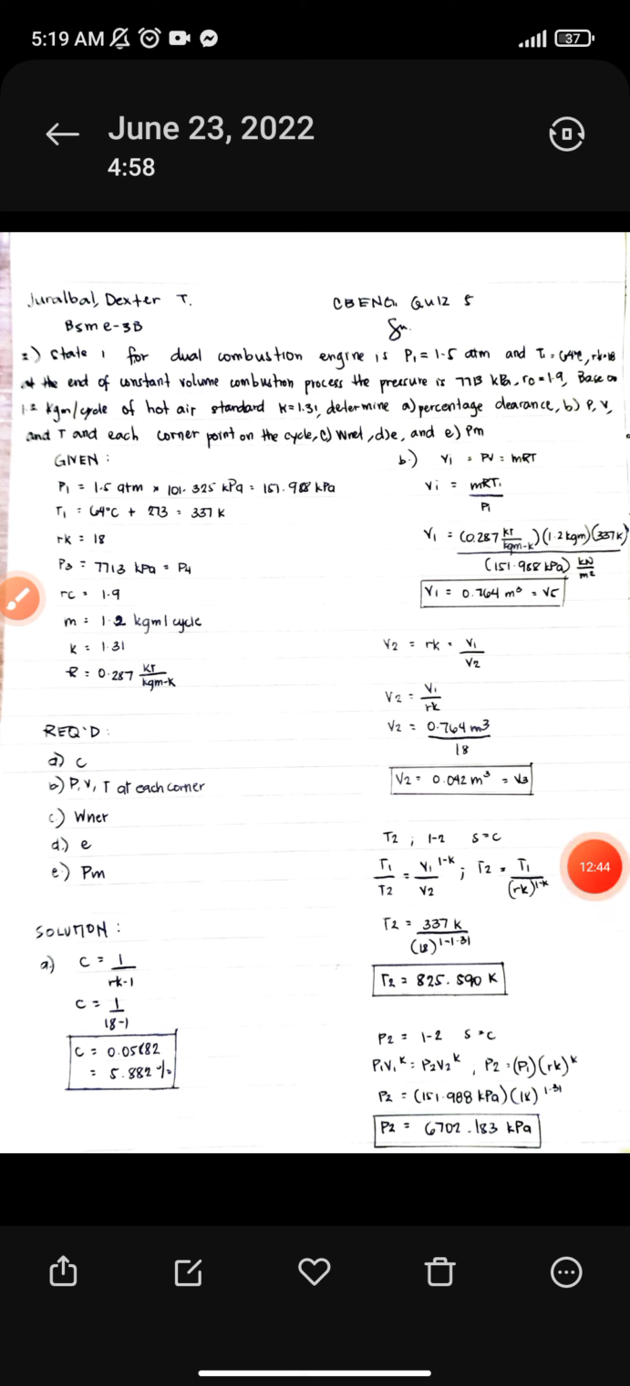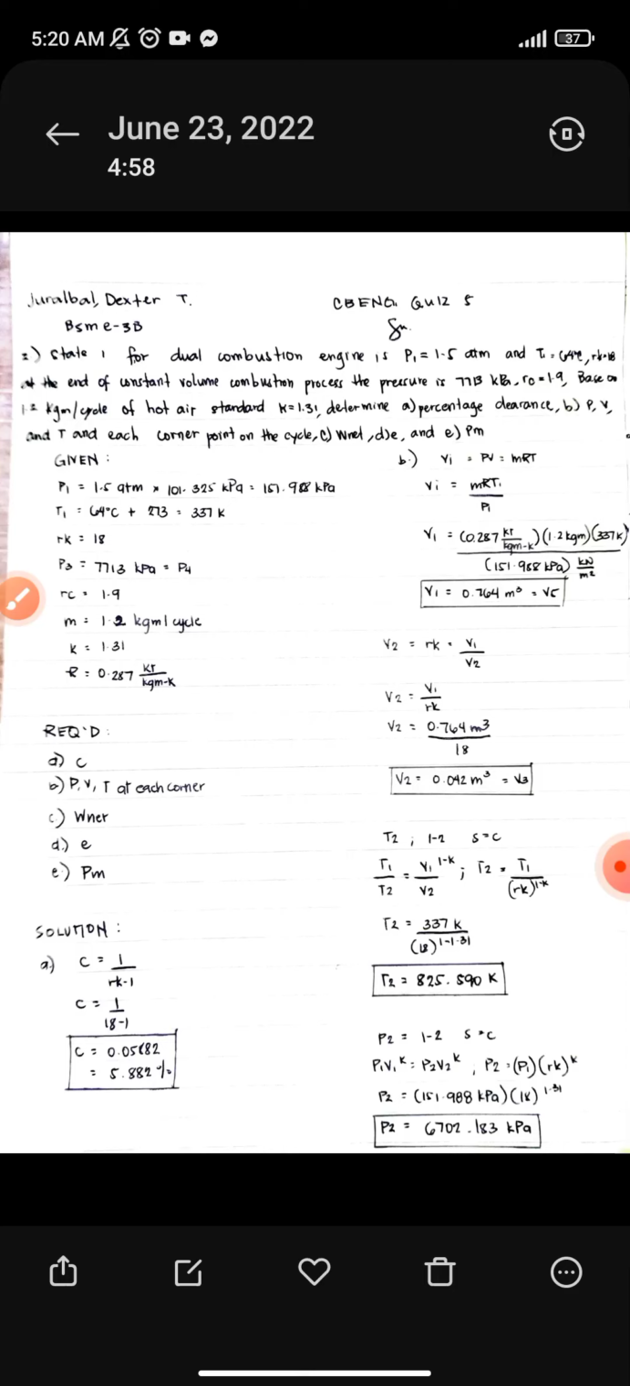So, for the number 2, problem number 2. State 1 for dual combustion cycle is P1 equals 1.5 atm and T1 is equals to 64 degrees Celsius. RK equals 1.8. At the end of constant volume combustion process, the pressure is 7713 kPa. RC equals to 1.9 based on 1.2 kg mass per cycle of hot air standard. K equals 1.31. Determine percentage clearance P, V, and T and each corner point on the cycle. W net, E, and PM.